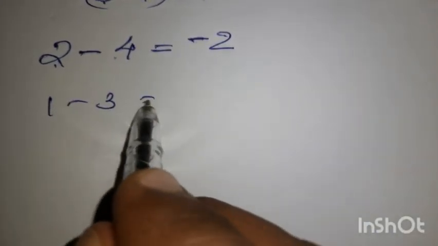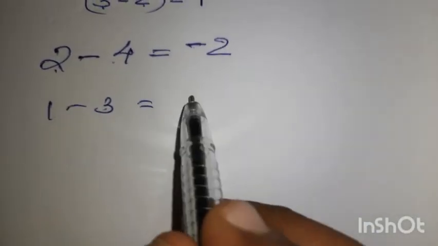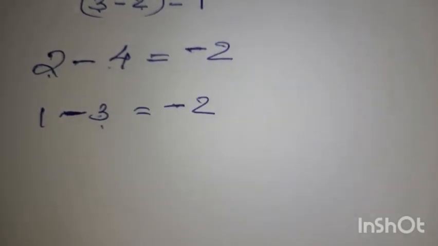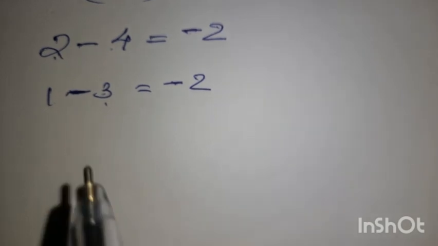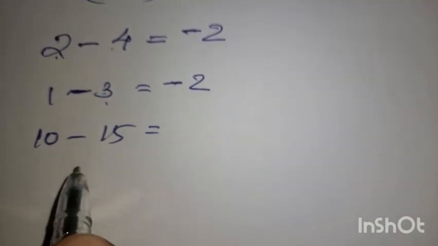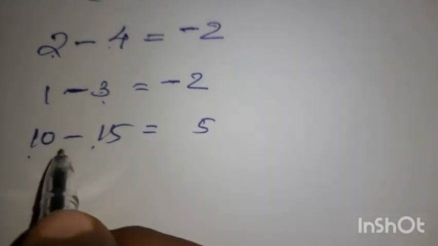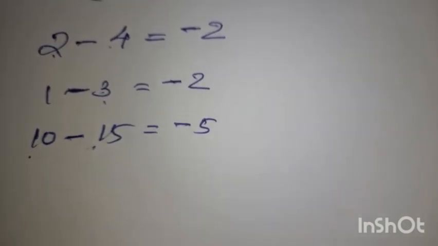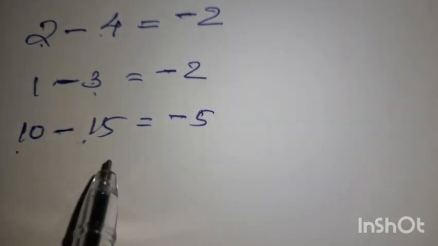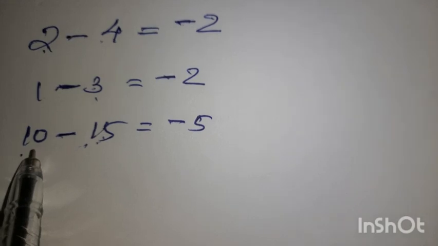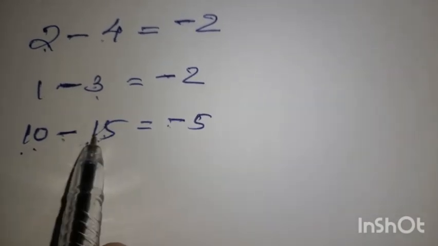1 minus 3. 3 minus 1 is 2. Then which is the sign of the bigger number? Minus. 10 minus 15. So 15 minus 10 is 5. Then which is the sign? Minus sign. Okay. Normal subtraction you have to do and keep the sign of the higher number. So you have to subtract from higher number to lower number and keep the sign of the higher number.